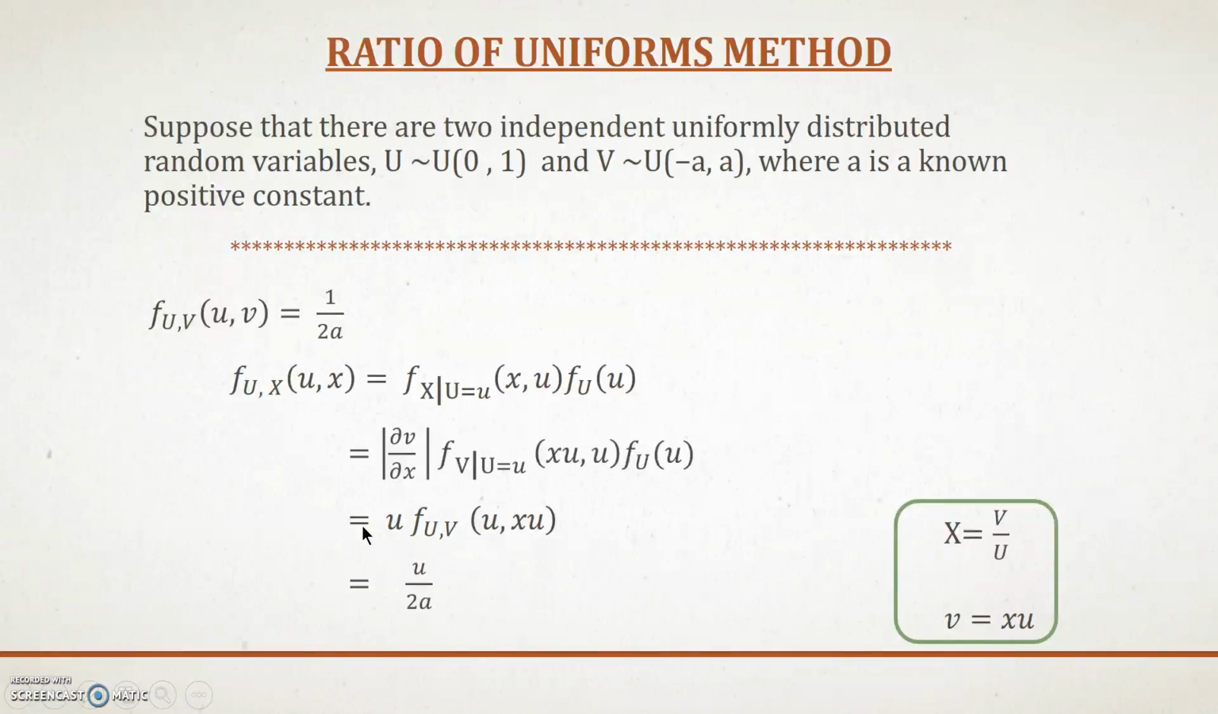So next, we take our u and put it in front, and that becomes u times the f subscript uv of u comma xu, and that is going to be equal to u over 2a. So the joint density for u and x is equal to u over 2a. And this is over the support of negative a to a for xu. Remember that is no longer v because we switched that out. And 0 to 1 for u.